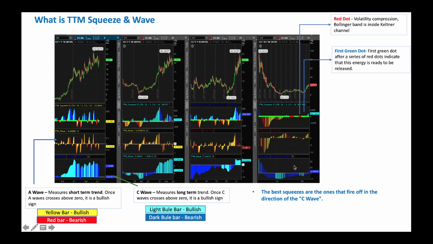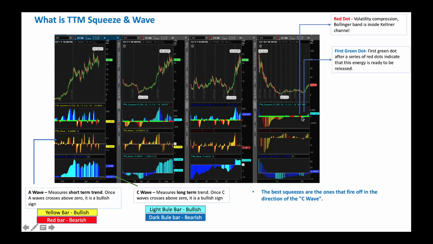But in this example right here, we've got the C wave below zero, but as you can see here, it's a light blue line and it's trying to curve up and go above. That's why some folks look at the wave and look at the direction of the wave. Here, because the direction of the wave is trending higher, there's a very high chance that this is going to fire on the higher side or bullish side.